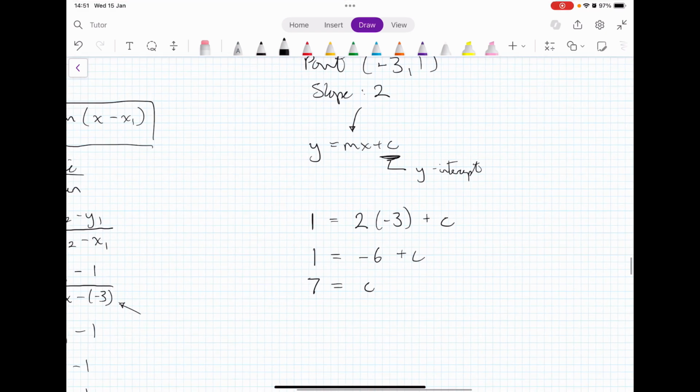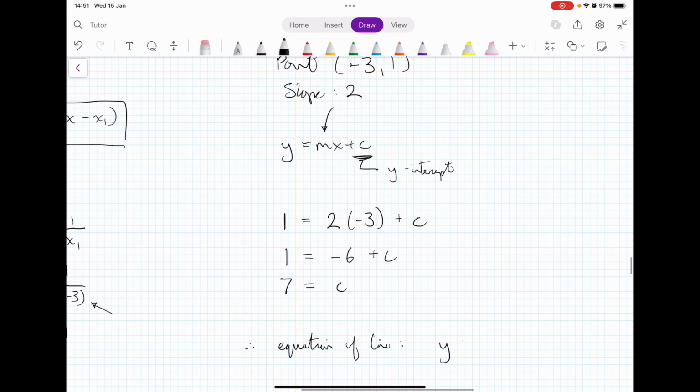And so therefore, the equation of the line is y is equal to, the slope is 2x plus 7, because we just figured that out.